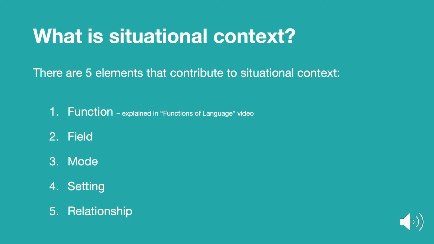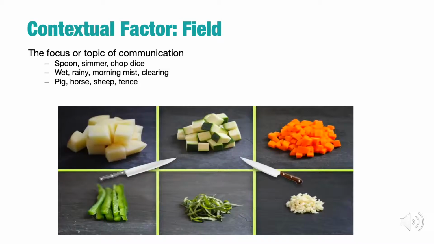Well, there are 5 elements that make up situational context: function, field, mode, setting, and relationship. Function is explained in a separate video called The Functions of Language. So make sure once you finish this video, you go and watch that one. So after function, the next contextual factor is field, which is the focus or the topic of the communication.